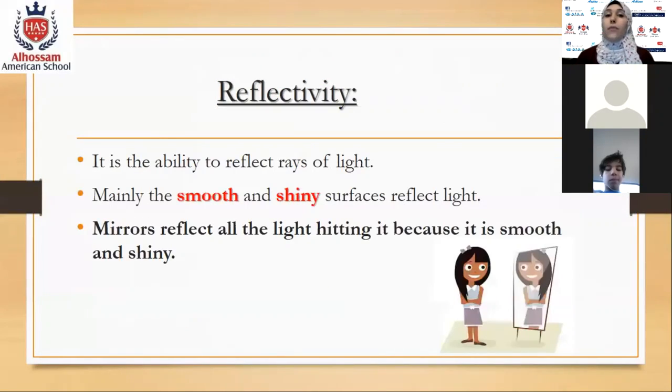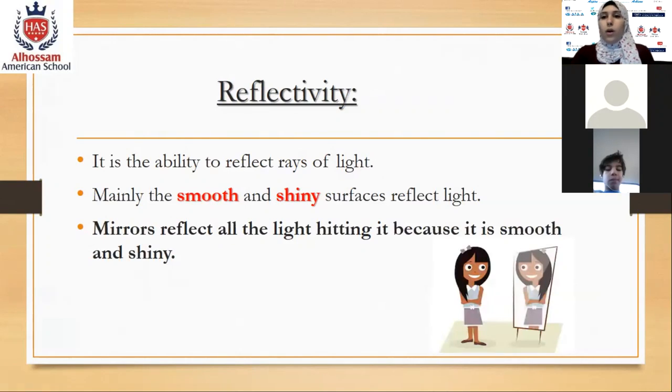Also, we talked about reflectivity, and reflectivity was the ability of a surface to reflect light, just like the mirror. The mirror can reflect the light rays. So why does the mirror reflect light rays? It's because it's smooth and shiny. Remember, to be able to reflect light rays, the surface must be smooth and shiny. That's why mirrors reflect light rays, because they are smooth and shiny.